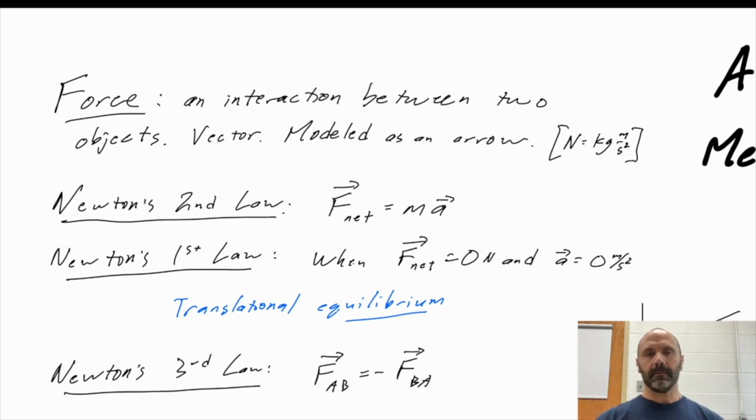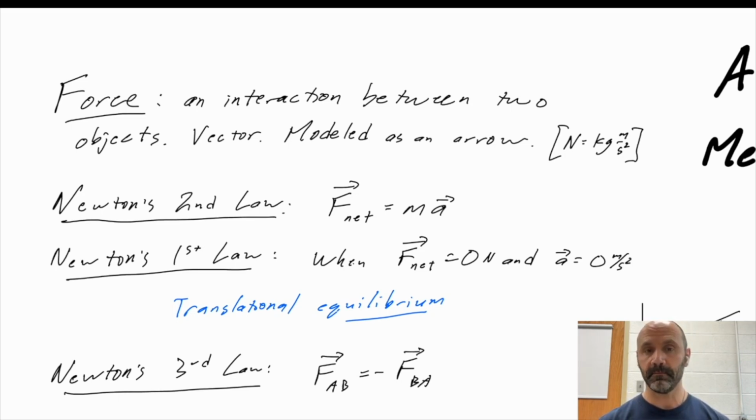Newton's second law, right? It's kind of the basis, the whole foundation of physics. F net equals ma. Again, F net. So we're adding up all those interactions acting on that one object, and then that is equal to the mass of that object times the acceleration.